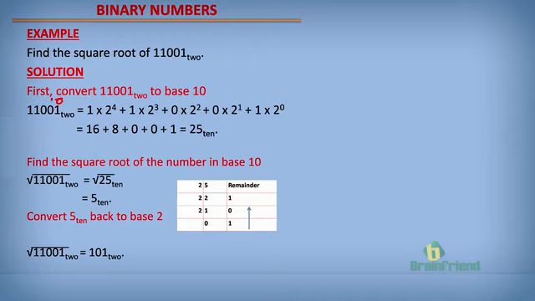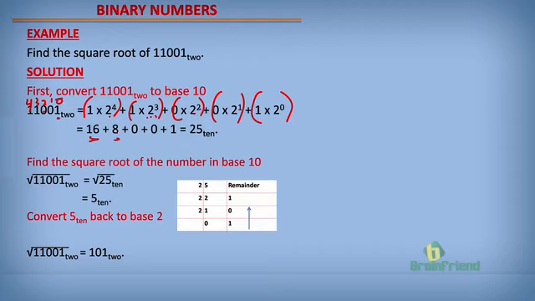We have positions 0, 1, 2, 3, and 4. So we have 1 times 2 raised to the power 4, 1 times 2 raised to the power 3, 0 times 2 raised to the power 2, 0 times 2 raised to the power 1, and finally 1 times 2 raised to the power 0. Now 2 times 2 times 2 times 2 is 16.